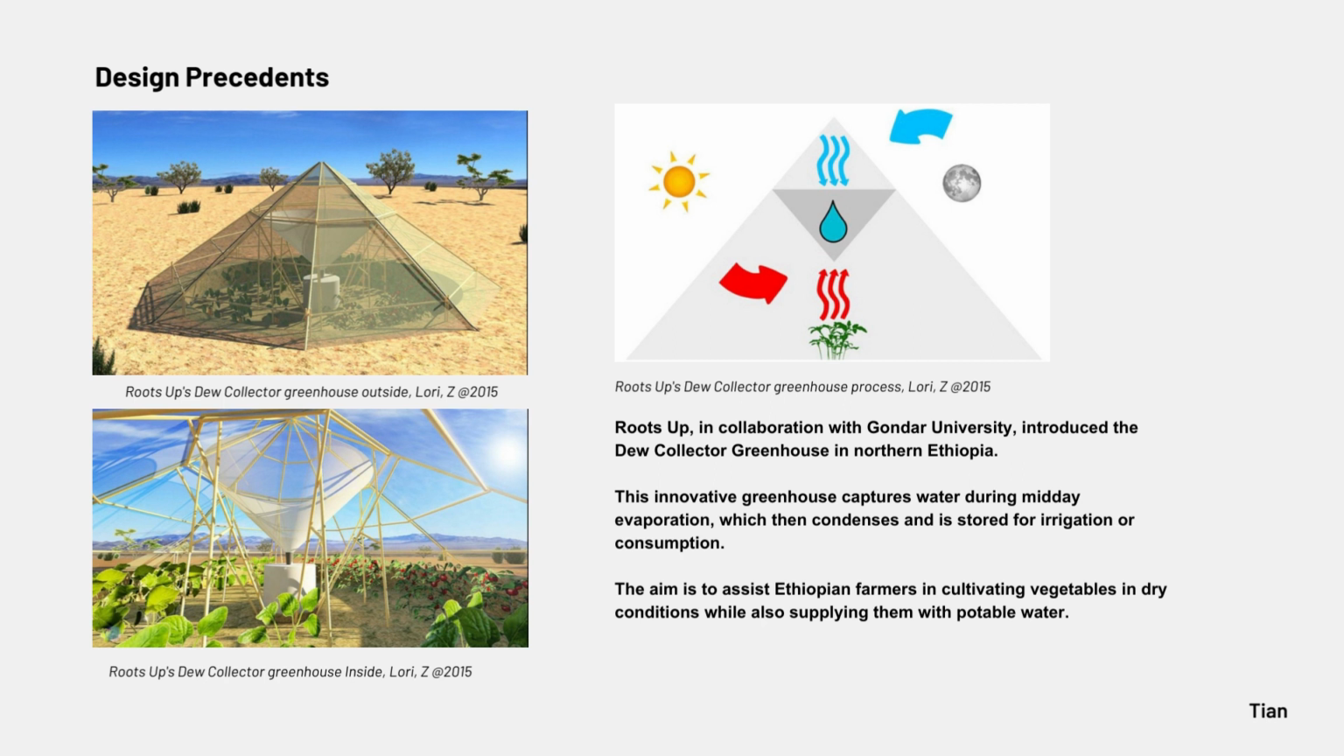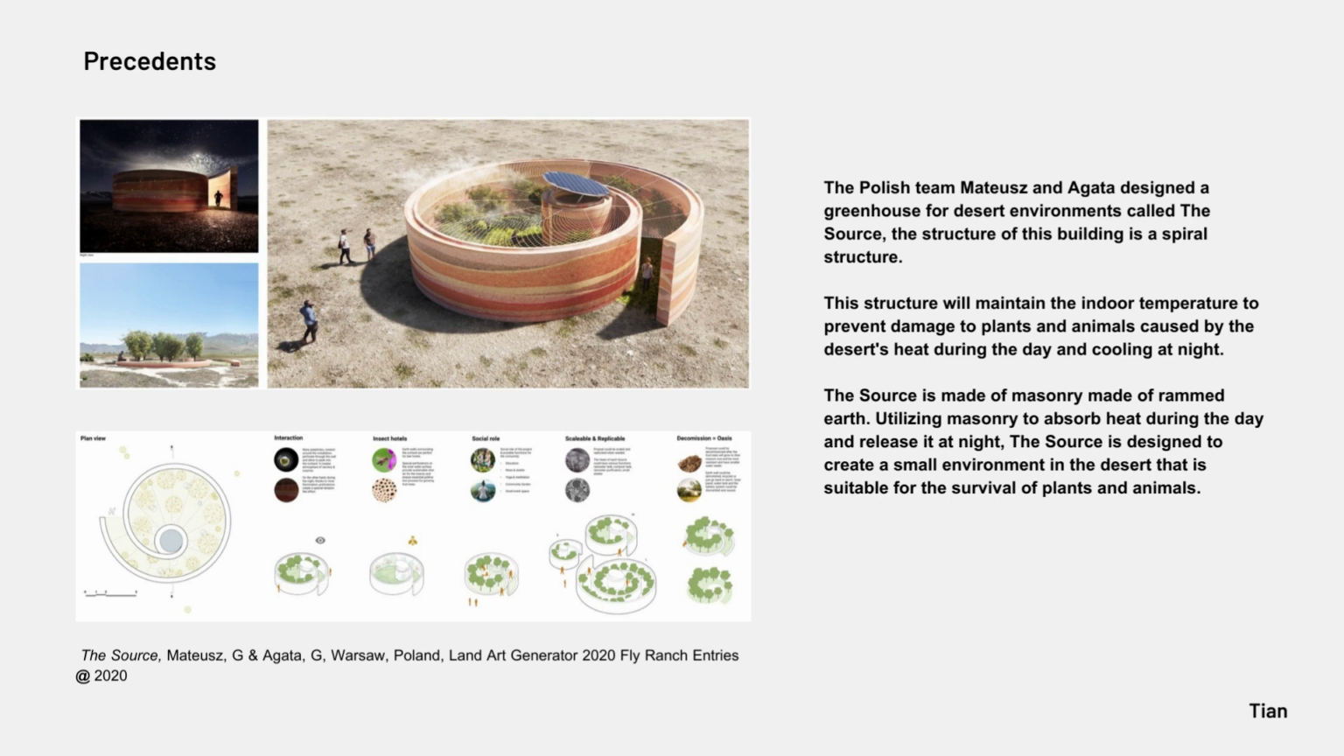They can also plant their own vegetables. And next is the Source. This is from Poland. The Polish team designed a greenhouse for desert environments called the Source. The structure of this building is a spiral structure. This structure will maintain the indoor temperature to prevent damage to plants and animals caused by desert heat during the day and the cooling at night.